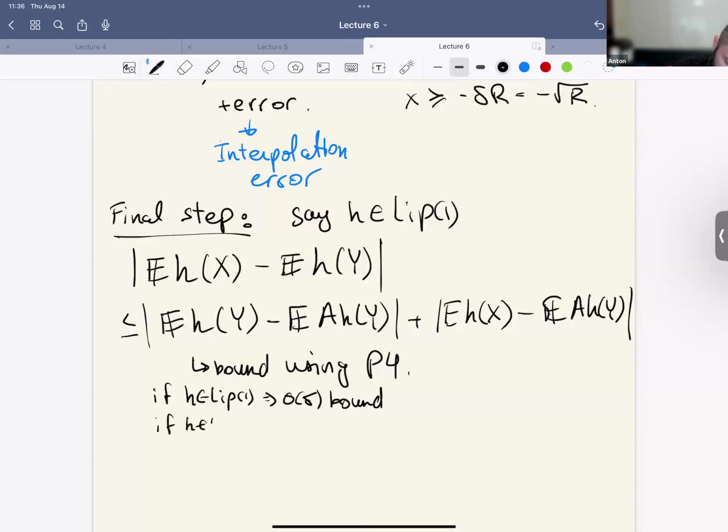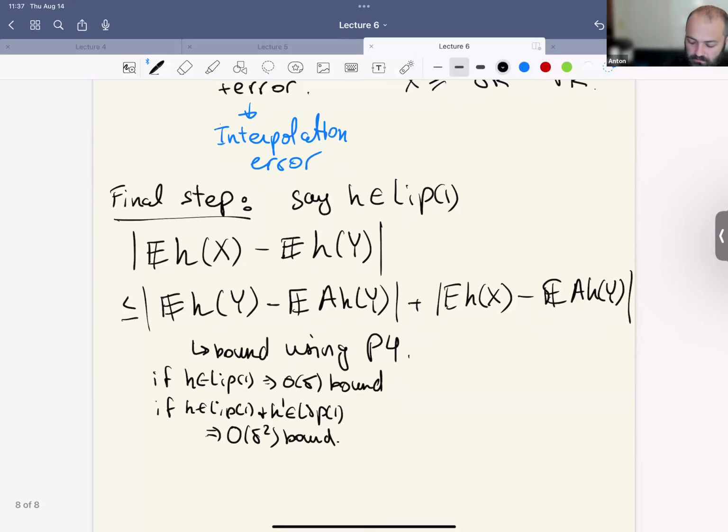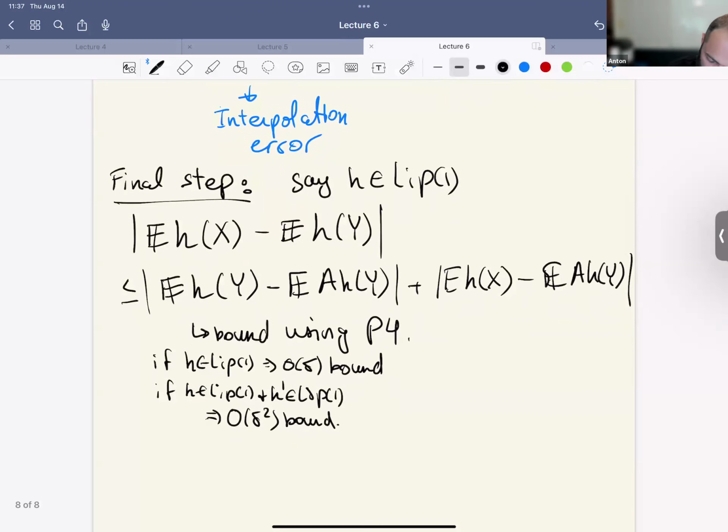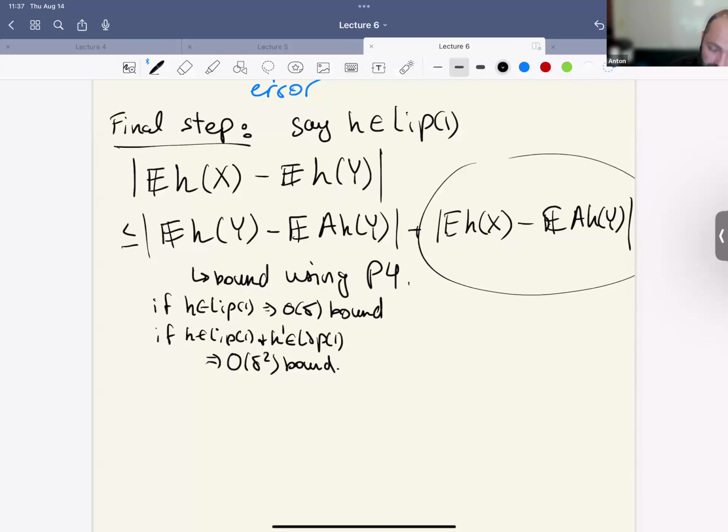If h is in Lipschitz 1 and h prime, let's say, is in Lipschitz 1, so bounded first and second derivative, therefore we get order delta squared bound. Okay, and you keep this in the back of your head for what we're going to do next. Okay, so of course we're going to focus on the second term.